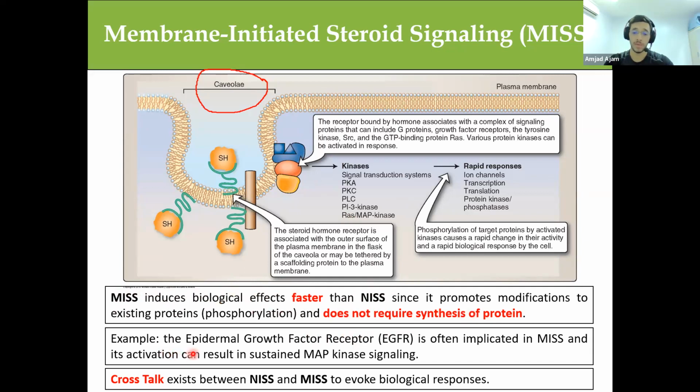Again, an example of this is EGFR. EGFR is implicated in MES, and its activation can result in sustained MAP kinase signaling. So let's say this is an EGFR, it will activate the MAP kinase, and the MAP kinase will phosphorylate a certain molecule that will induce a certain rapid response. We have crosstalk between MES and NIS in order to evoke biological responses.